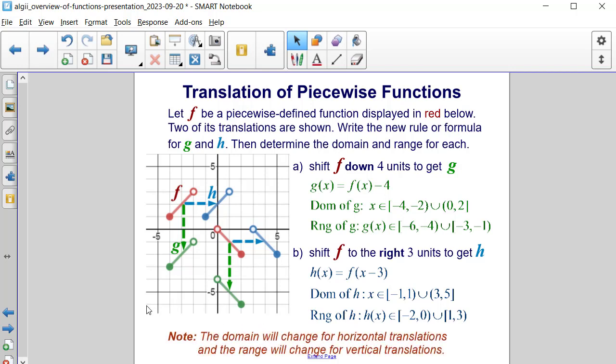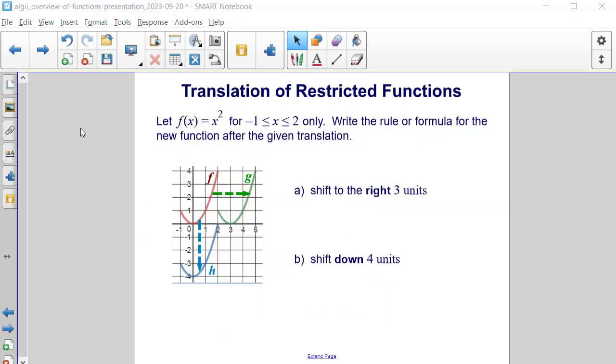It's important to note that the domain will change for the horizontal translations, as we see, but the range would remain the same, like the range for f is the same as the range for h. Similarly, the range will change for vertical translations, as noted when we found the domain and range for g. The domain stayed the same as what the domain was for f, but the range was impacted.